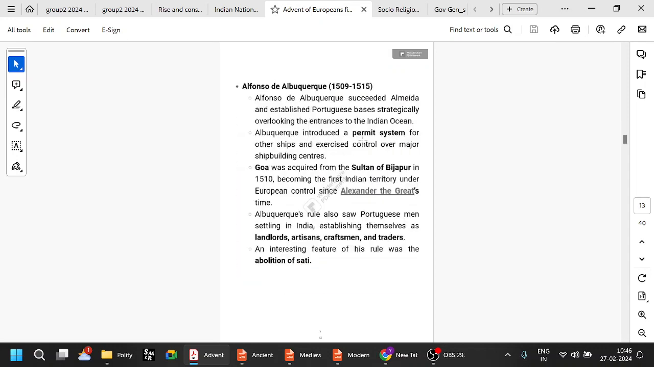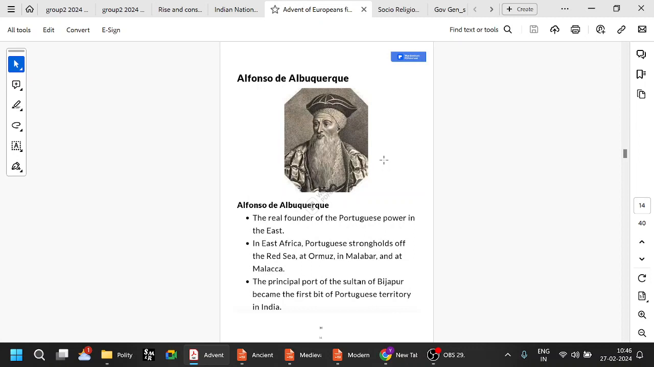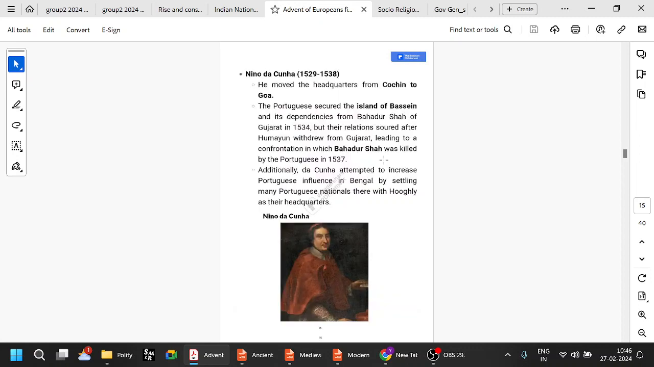Alfonso de Albuquerque is important because he acquired Goa from the Sultan of Bijapur and he abolished sati. Okay, try to remember these things. And Nino da Cunha, he secured the island of Bassein from Bahadur Shah of Gujarat, and he moved the headquarters from Cochin to Goa. So remember these two. See, you cannot remember too much information about one particular topic. So try to remember the most important points.